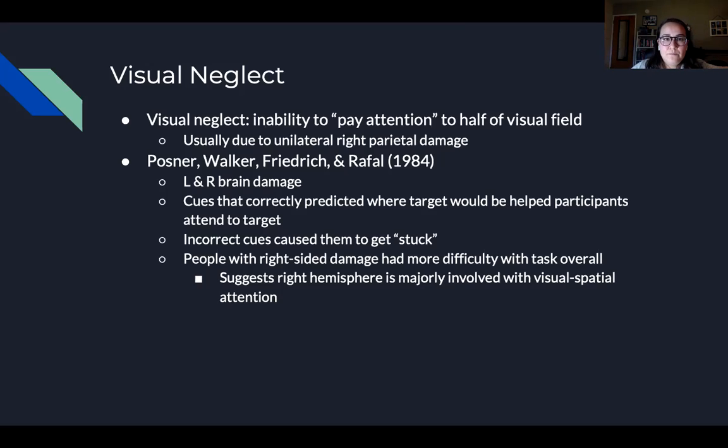And so Posner and colleagues in '84 investigated how left and right brain damaged individuals were able to navigate that Posner flanking task. They found that if these participants were given a correct cue in the neglected side of their vision, so again, the side of vision that was opposite where the damage was in their brain, they were then able to respond in about the same amount of time as those without brain damage.